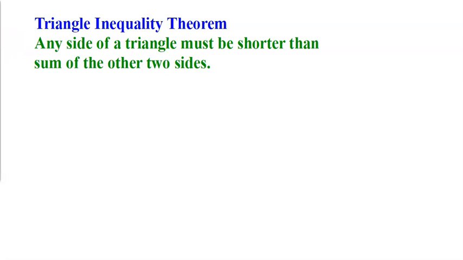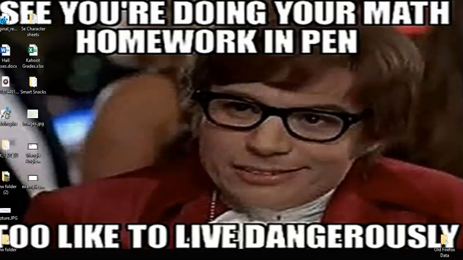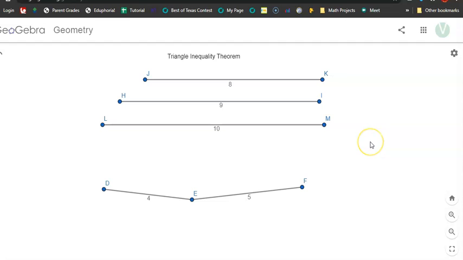What this says is that any side of a triangle must be shorter than the sum of the other two sides. So that's lovely. Let's take a look at this. Okay, so triangle inequality theorem. So we have these two sides here, 4 and 5, right? So which of these sides here could be the third side? Well, let's take a look at this.